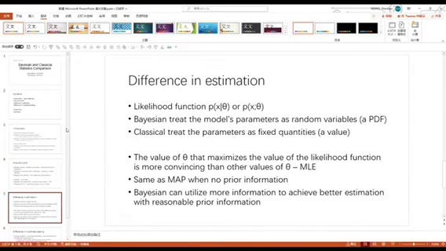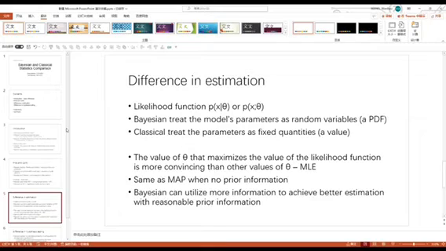Let's talk about the difference in estimation. The likelihood function p(x|theta) is recognized in both Bayesian and classical statistics. Bayesian treats the model's parameter as a random variable. You can imagine it as a probability density function. In classical statistics, it treats the parameter as a fixed quantity. It's just a value. There will be a value that makes the likelihood function maximal. That is to say, this value of theta is more convincing than other values of theta. That is what we call maximum likelihood estimation.